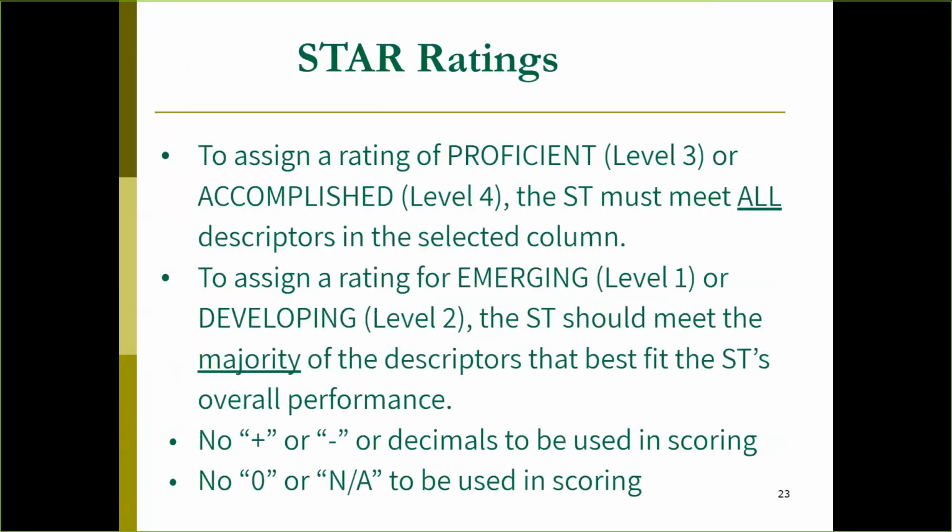And as I said when we were going through it, in order for them to be at a level 3 or at a level 4, they must meet all of the descriptors in that column. If it is between a level 1 emerging or a level 2 developing, the student teacher should meet the majority of the descriptors that best fit. And so we are asking that you please not use any plus or minus or decimals. It's just a 1, 2, 3, or 4. And there is no 0 or non-applicable. If you don't see the evidence for it, that's okay, but that would probably be reflected at a level 1, and then we'll set goals to continue to work in that area.